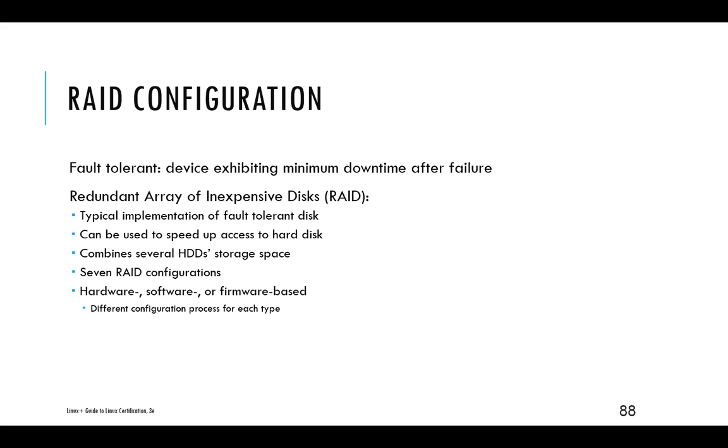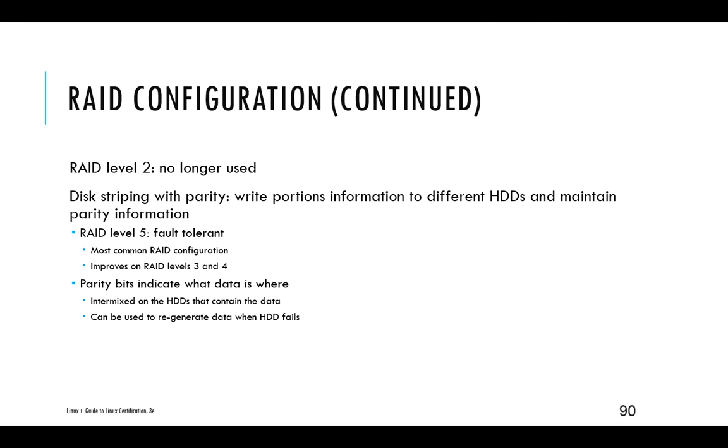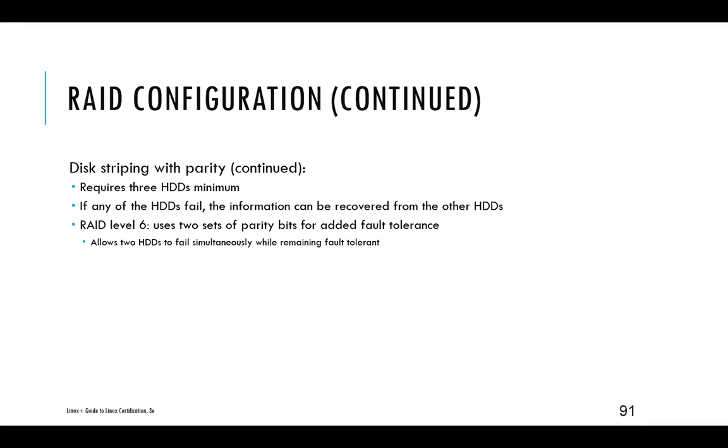And there are a total of 7 RAID configurations. 0 to 5 give you 6, and then RAID 1+0. All right. And 0 is your spanning, two hard drives seen as one. Striping is also part of that. RAID 1 is mirroring. RAID 2 we don't ever use anymore. RAID 3 and 4 are the predecessor to 5. They exist, but you don't ever see them. Why? Because RAID 5 is fault tolerant, unlike 3 and 4. And then disk striping with parity, essentially RAID 6. But it's RAID 1+0.